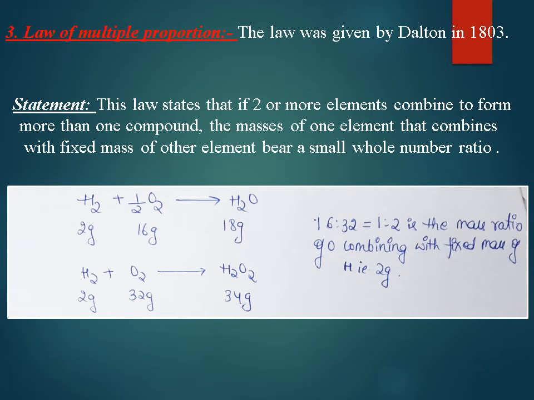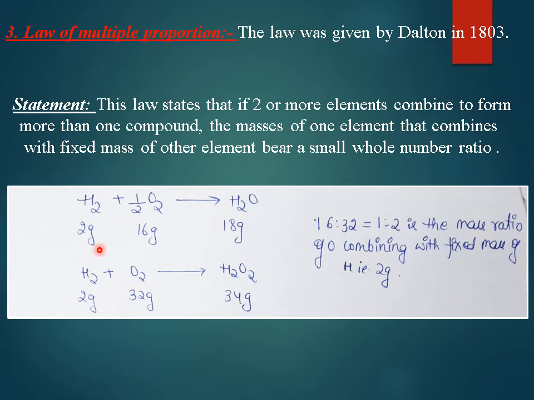The third law that was given by Dalton in 1803 was the law of multiple proportion. Before the statement, let's understand what the law of multiple proportion states. Let's say I have hydrogen, I have oxygen, it gives me H2O.